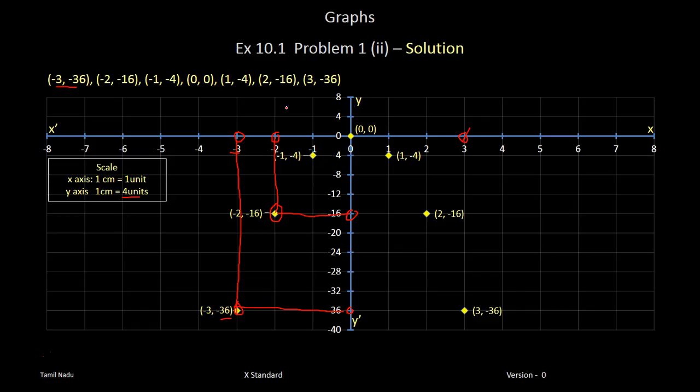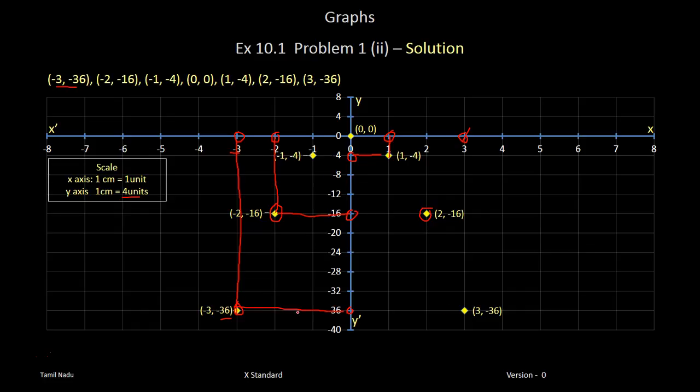The next one is 0, 0. 0, 0 is the intersection of the x-axis and y-axis. Next is x equal to 1 and y equal to minus 4. So x is equal to 1, this one, and y is equal to minus 4. So you go right and go down. The next one is 2 and minus 16. So 2 is this and this is minus 16. Similarly, you can do the other points also. So now we've got all the points.